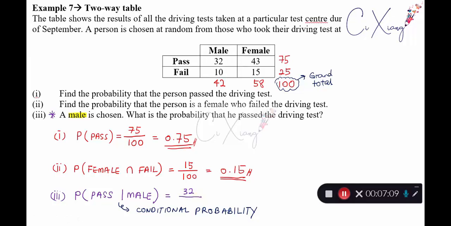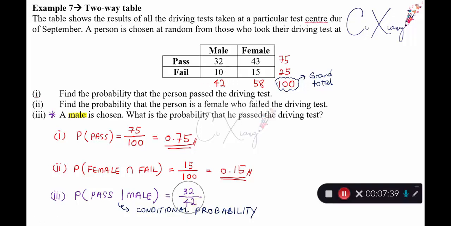For conditional probability, we are not going to divide it by the grand total. We are not going to do it with 100. What we need is to divide by the total of male only, which is the event that already happened before. So we want the probability for male, and the total for male is 42. Therefore, it should be 32 divided by 42.